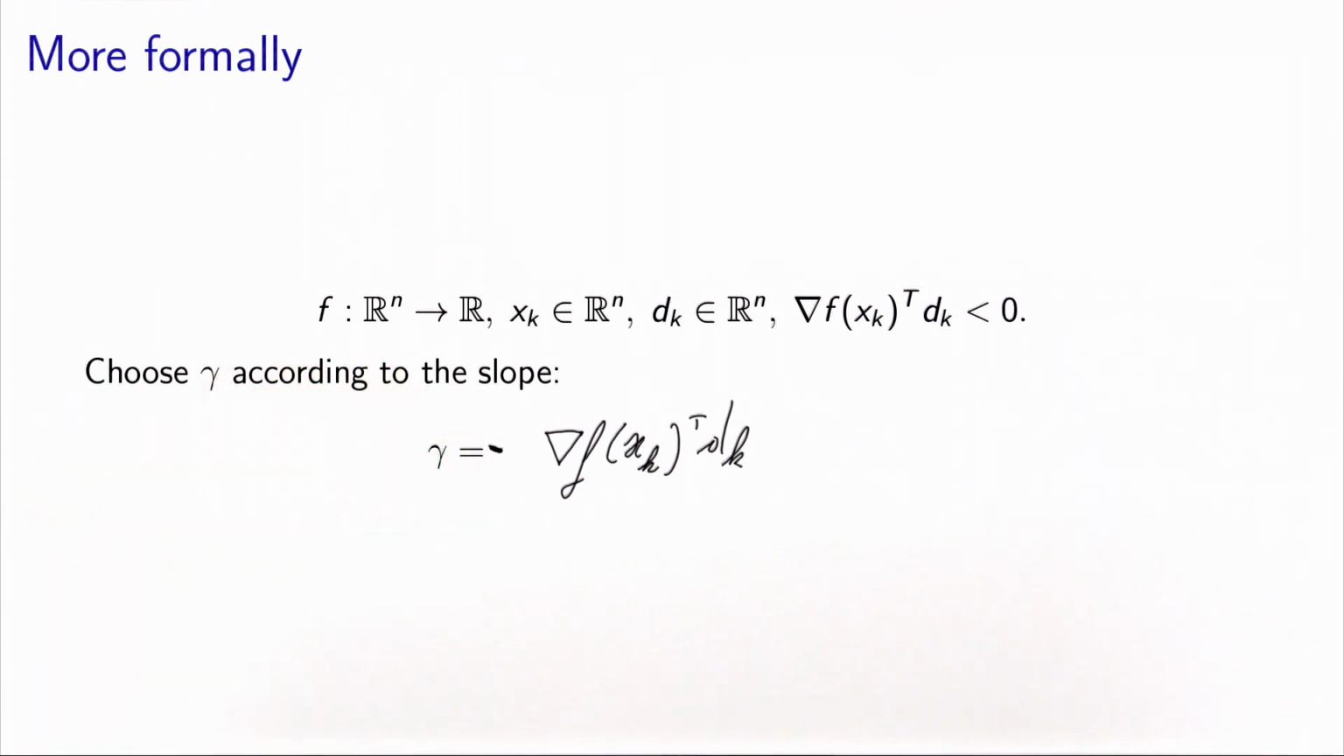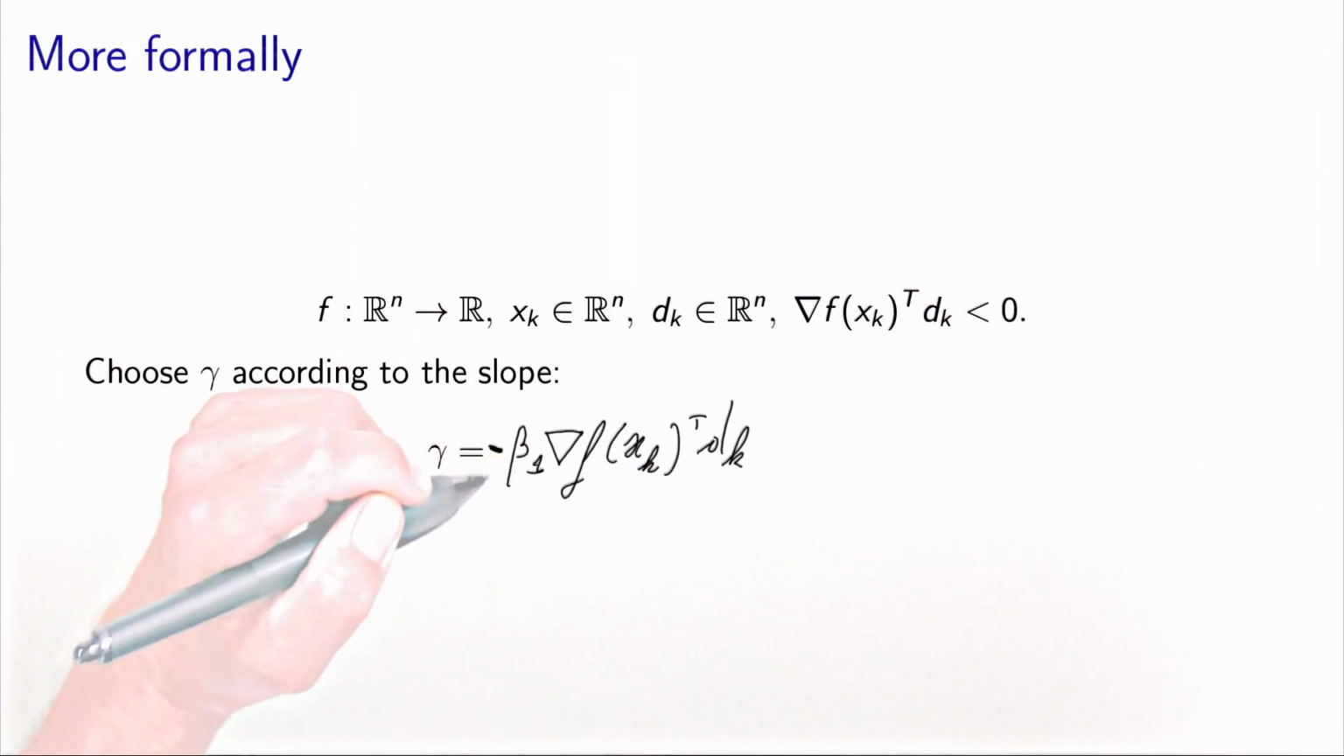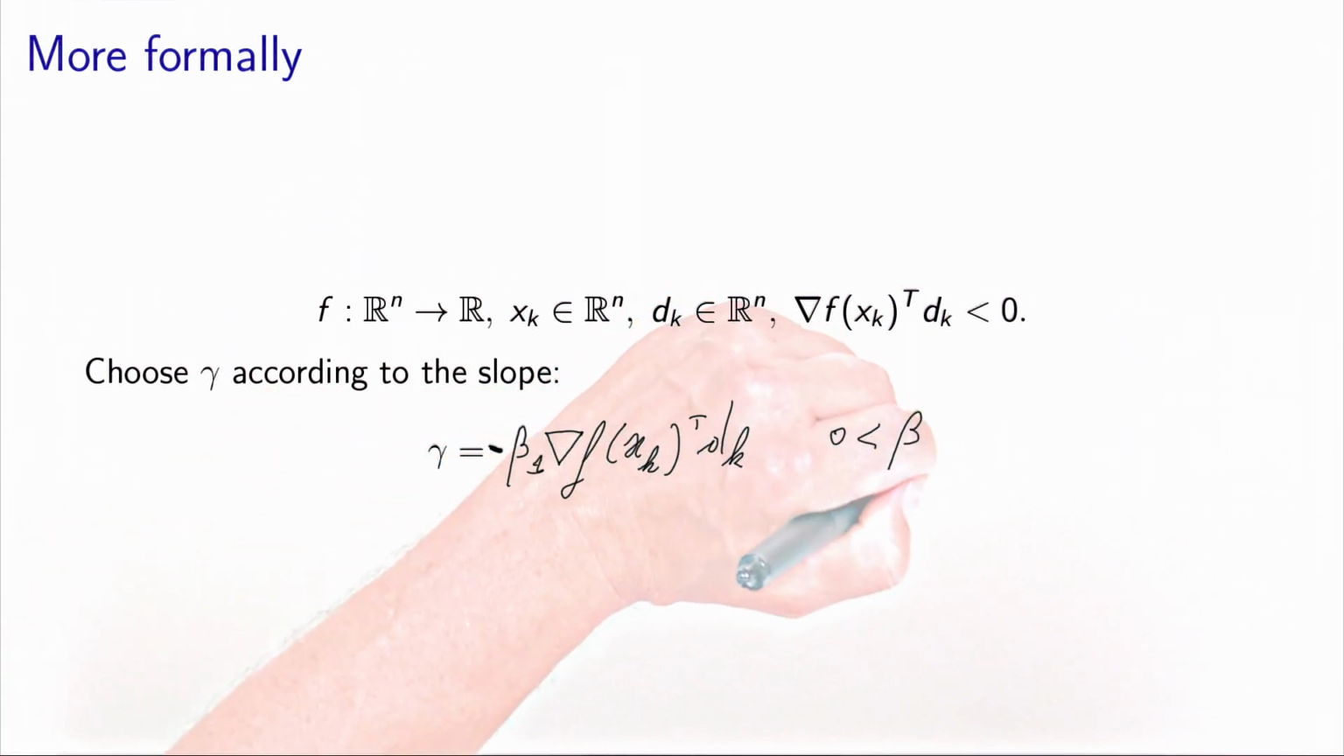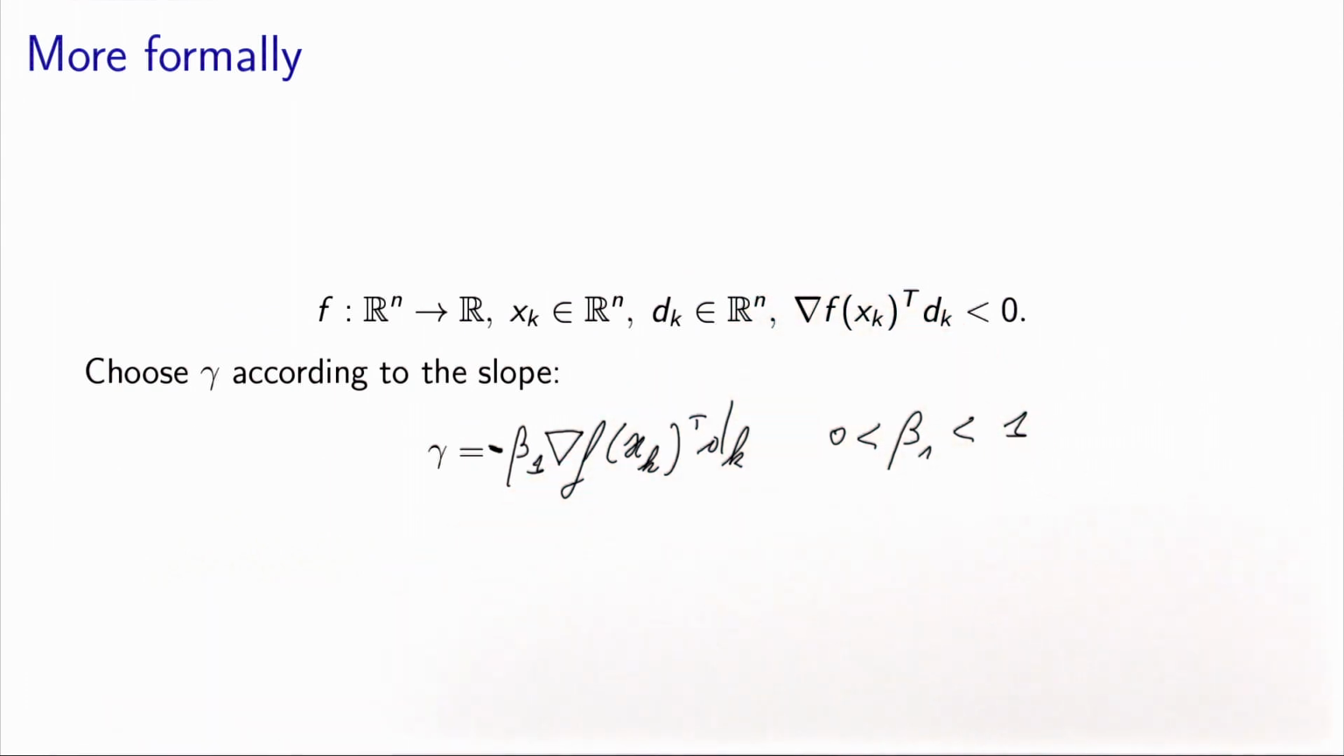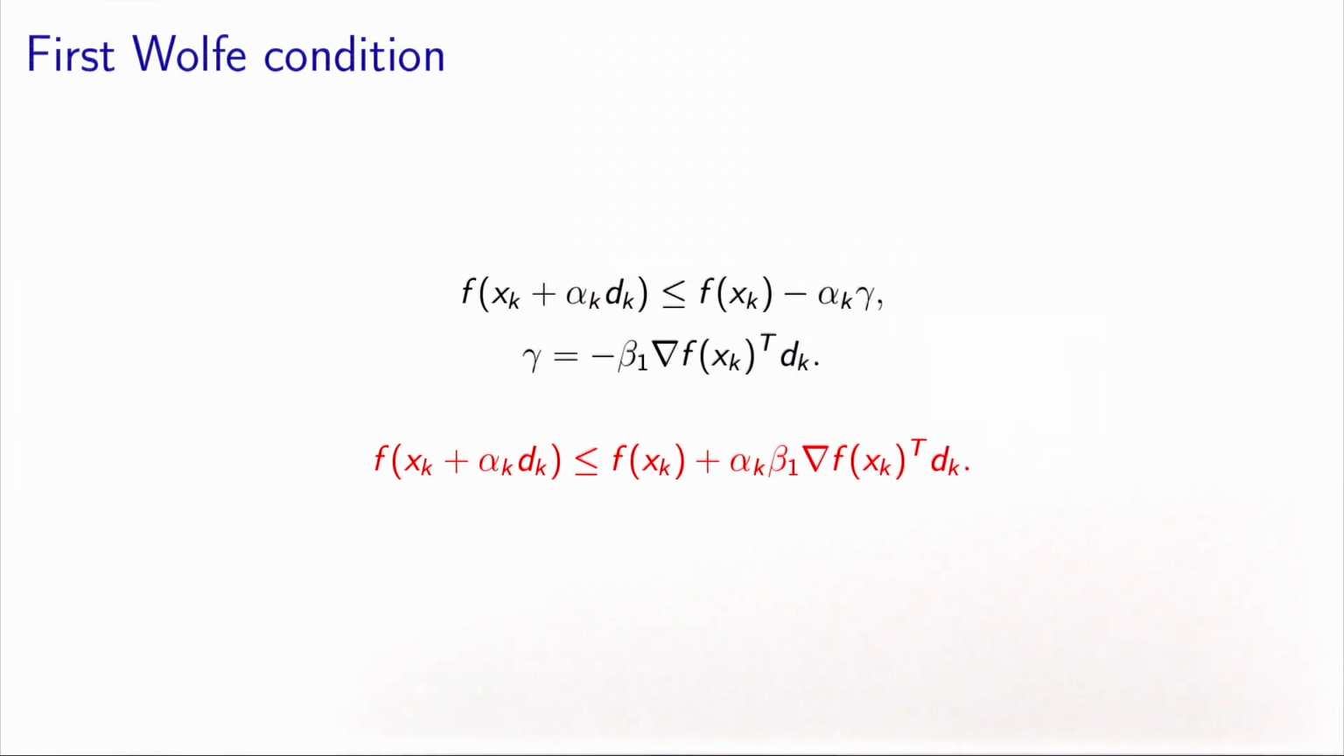And then I would like to be more flexible and to have more choice for gamma. In particular, I will multiply it by a factor, which will be strictly between 0 and 1. Okay? So gamma will be proportional to the slope of the function along dk at the current iterate xk. And the proportionality factor is called beta 1, and it must be strictly between 0 and 1. We obtain the so-called first Wolfe condition.